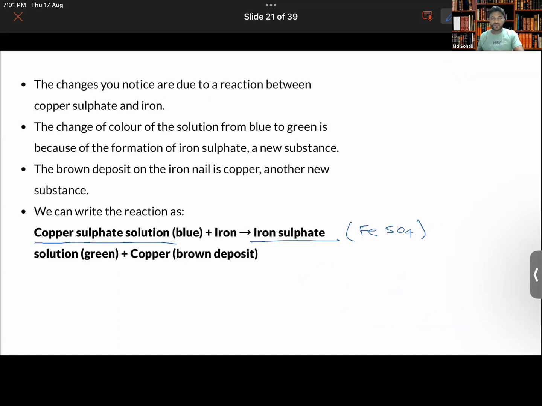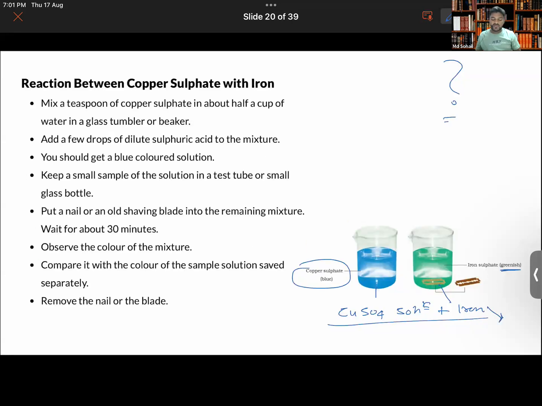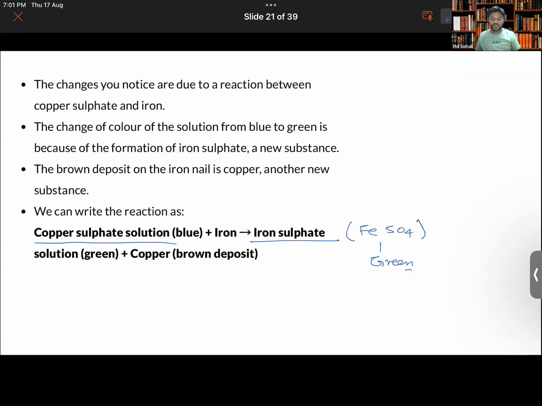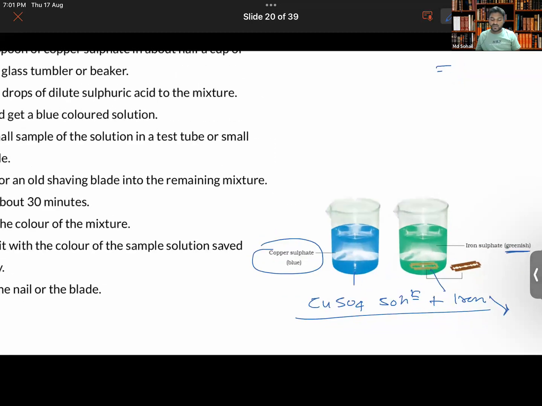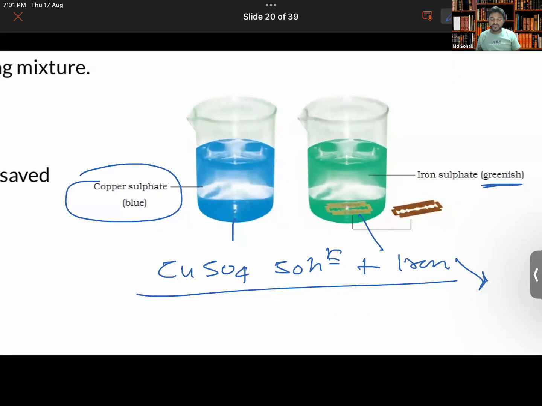Very good. Okay, so a new substance has formed, and it is actually green in color. This ferrous sulfate or iron sulfate is actually green in color. That is why the color of the solution looks green here. Now, another change which we observed is that the color of this blade has also changed. It has changed to brownish now.